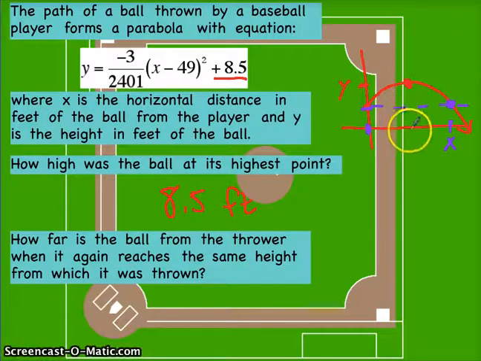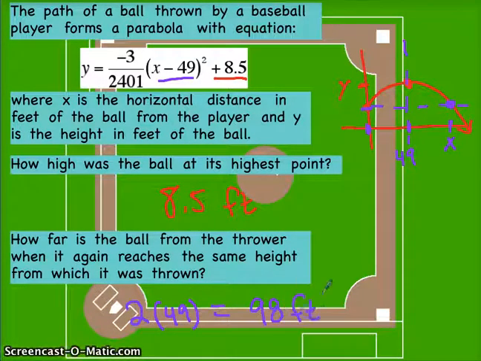Well, the beauty is if the vertex is on that axis of symmetry, and the vertex is 49 feet, according to our equation, away from the thrower, all we have to do is double that. So 2 times 49 would tell us that we are going to be 98 feet away when it again reaches the initial height that it started from. Now we don't know that height, we don't have to find that height. Again, all we wanted to know was how far is it from the thrower, how far is that horizontal distance.